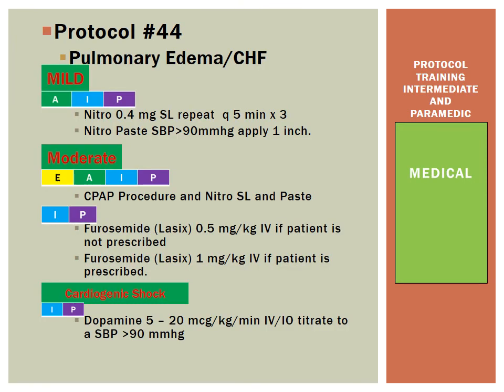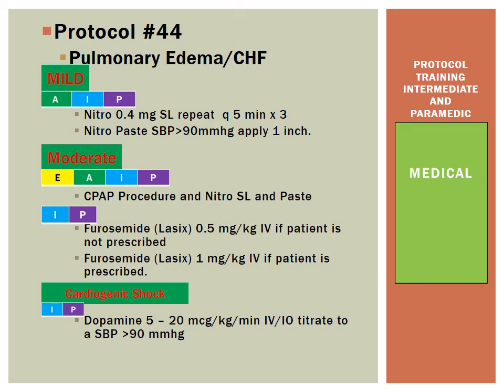Okay, so the pulmonary edema CHF protocol is broken down between mild, moderate, and cardiogenic shock. For the mild pulmonary edema patient, the advanced through paramedic level provider is able to administer nitroglycerin at 0.4 milligrams sublingual, and they can repeat this every 5 minutes 3 times.